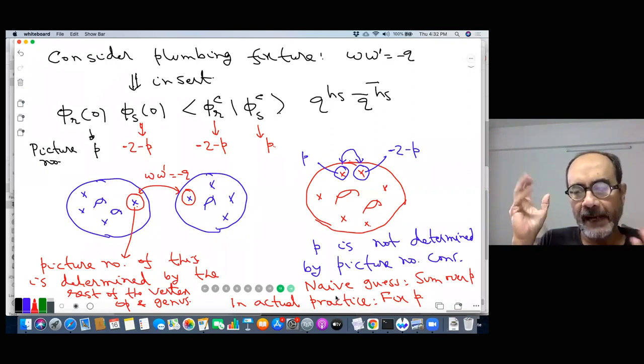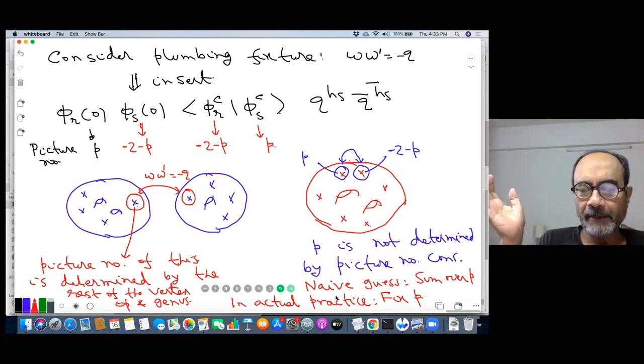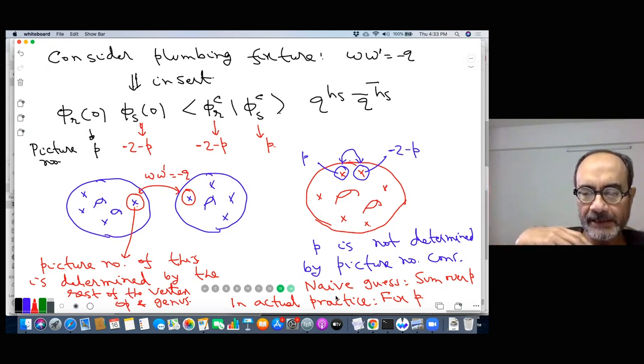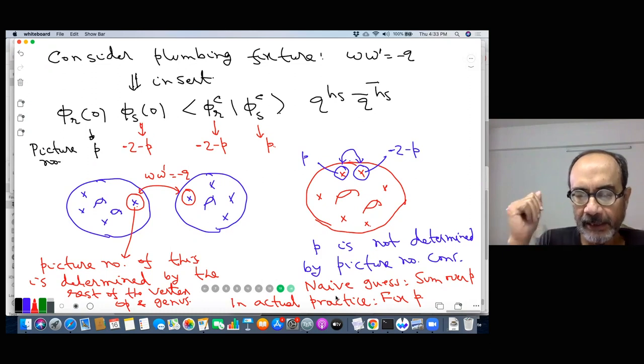And this has to do with the fact that in terms of beta gamma, we didn't have any picture number to begin with. Beta and gamma have zero picture number. Picture number entered the game because of the bosonization. If you had worked with the beta gamma system, you would never have known about picture number. And somehow that gets reflected in this, that to get the correct correlation function on this combined surface, we have to sum over only a fixed P.